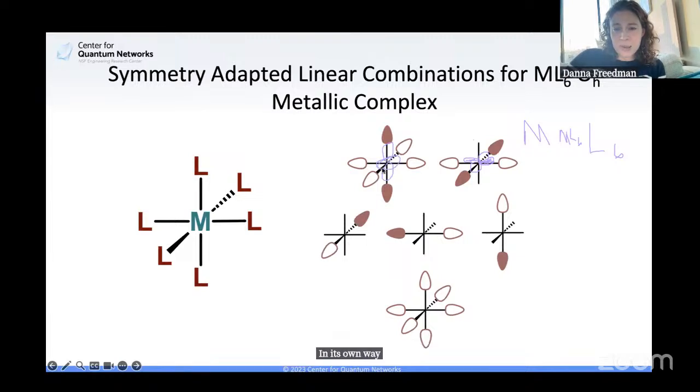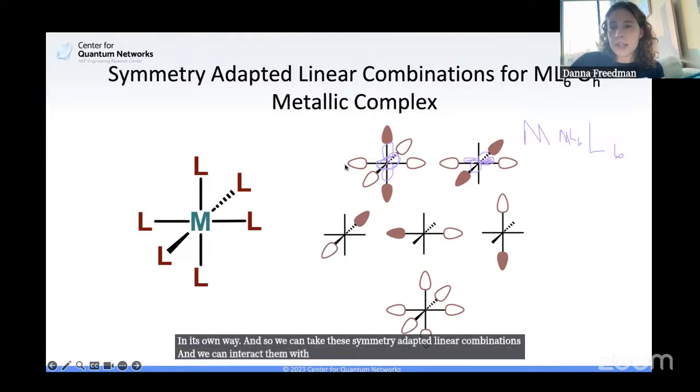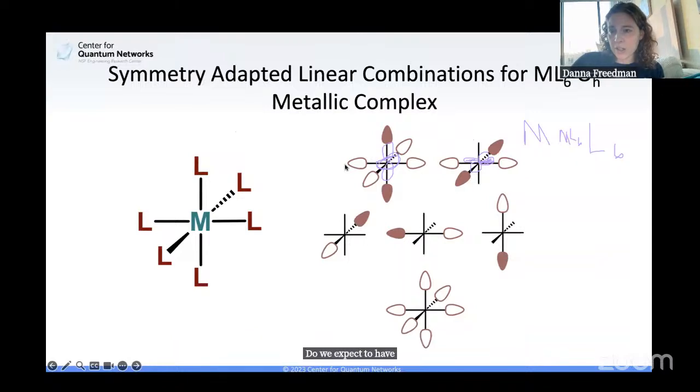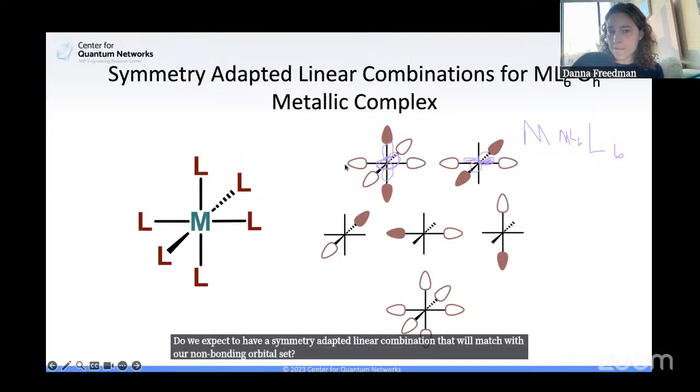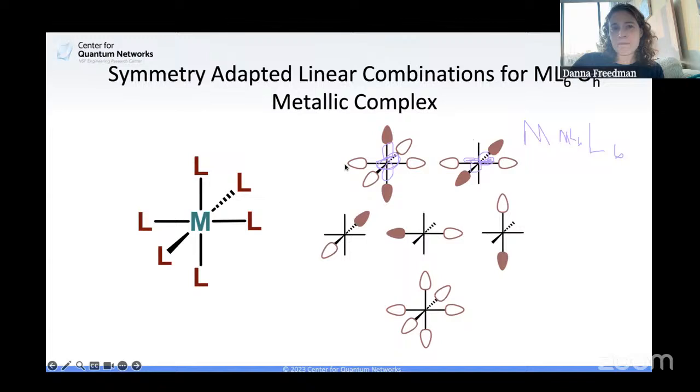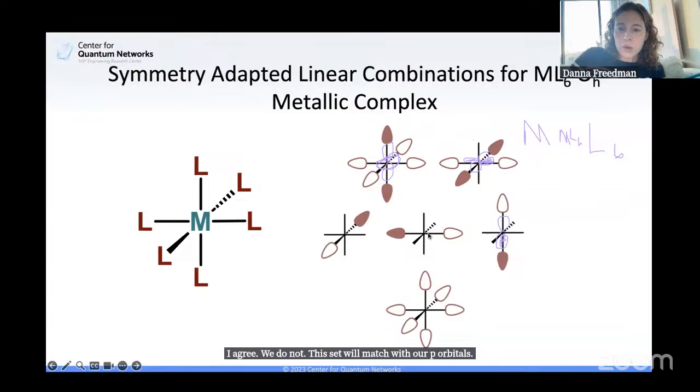We can take these symmetry adapted linear combinations and interact them with other orbitals. Do we expect to have a symmetry adapted linear combination that will match with our non-bonding orbital set? I agree, we do not. This set will match with our p orbitals, which are also metal-based. And then this will match with our s orbital.